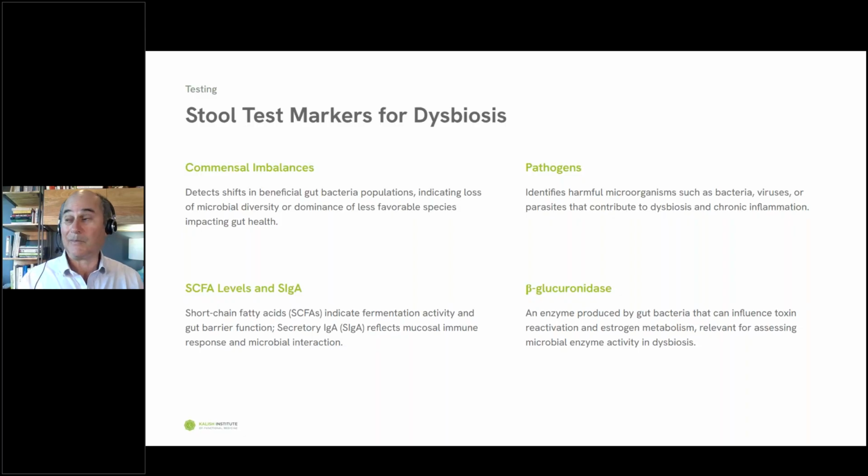There's probably, on a typical stool test, I was going to say a couple dozen, but more than that, because there's individual bacteria. There's got to be like 40 to 80 different markers on a given test, depending which lab company you're using, that are going to tell you about dysbiosis. So this is not like a big mystery.